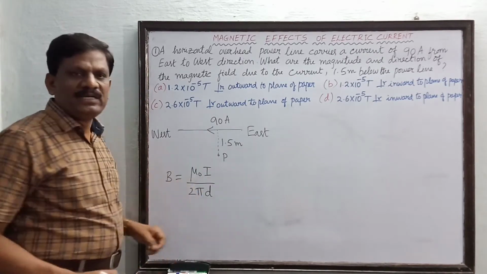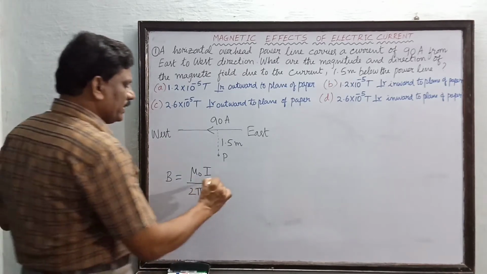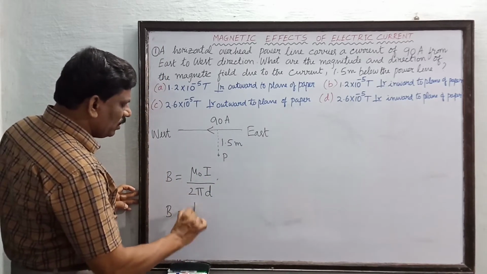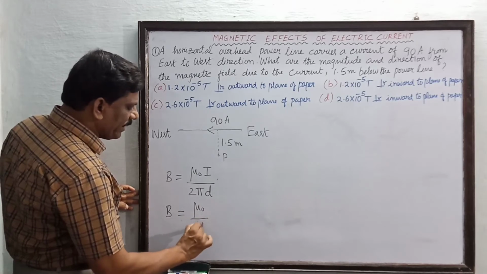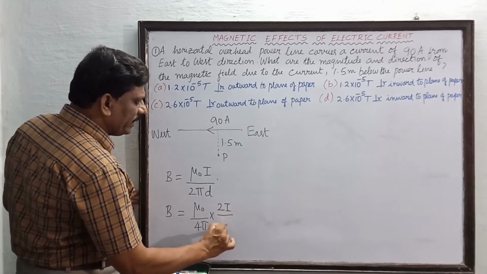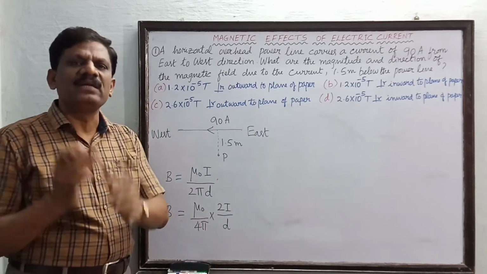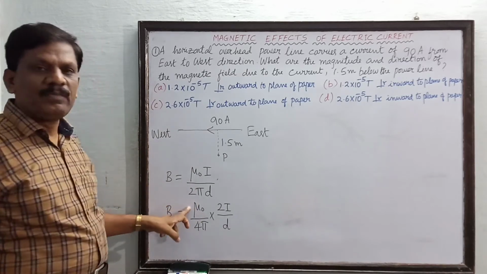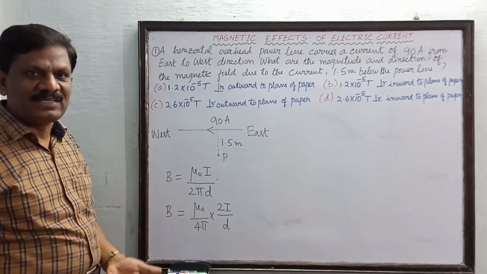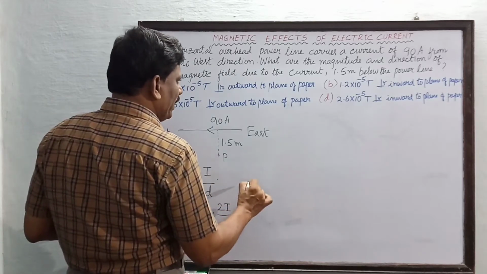Now I am going to multiply the numerator and the denominator by 2, so this can also be written as B equal to mu naught divided by 4 pi into 2I divided by d. Because this mu naught by 4 pi has a standard value. So mu naught is 4 pi into 10 power minus 7. So mu naught by 4 pi means it must be 10 power minus 7. That is why I am multiplying and dividing by 2.